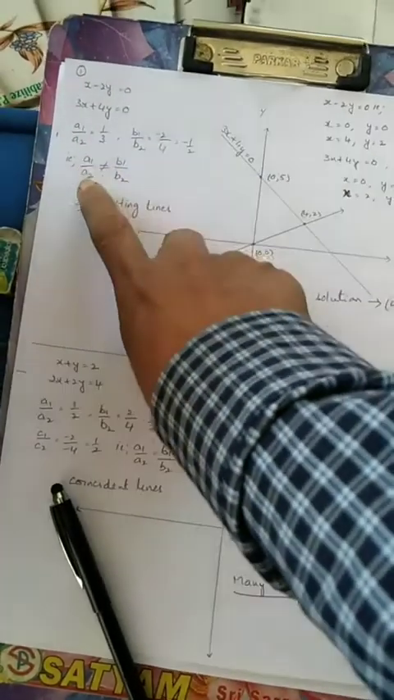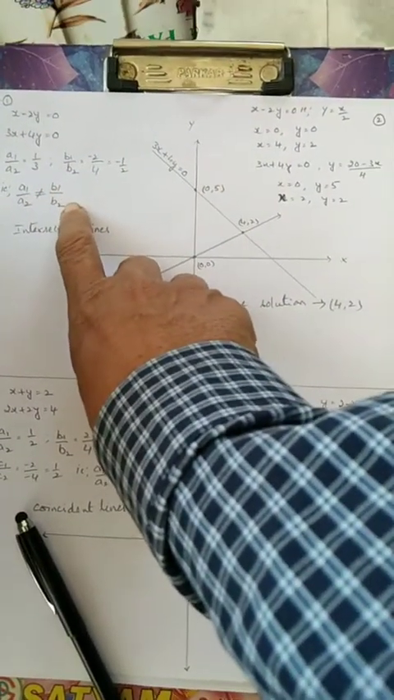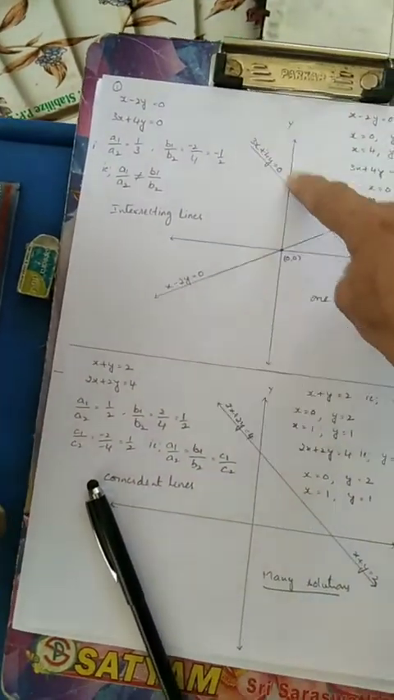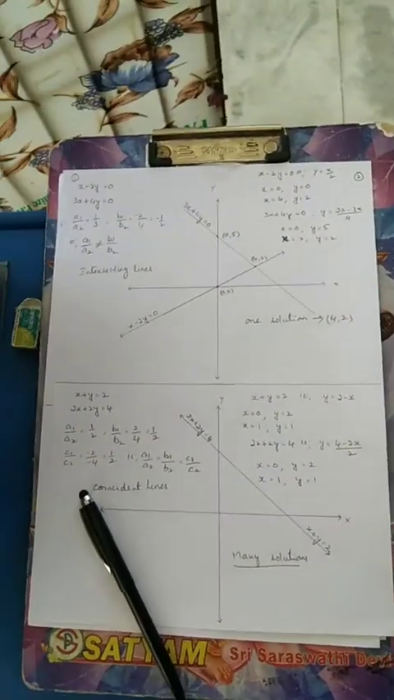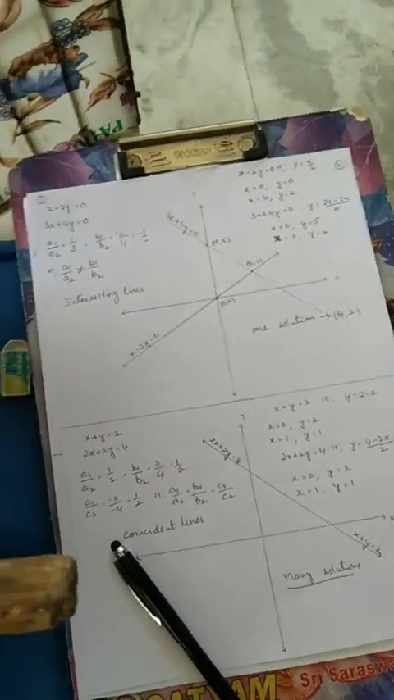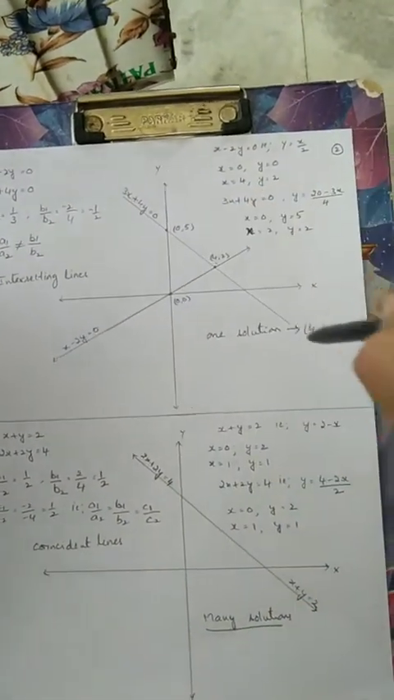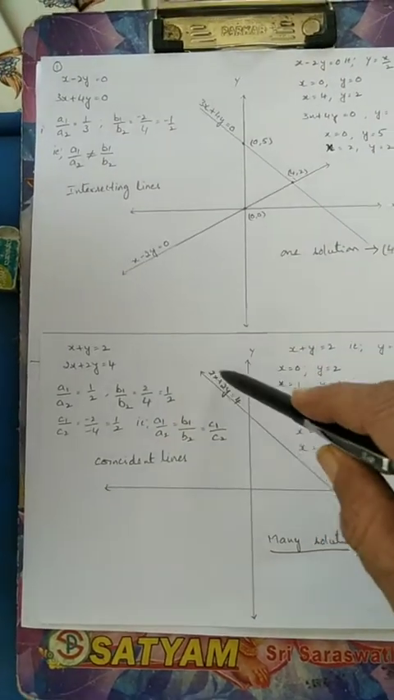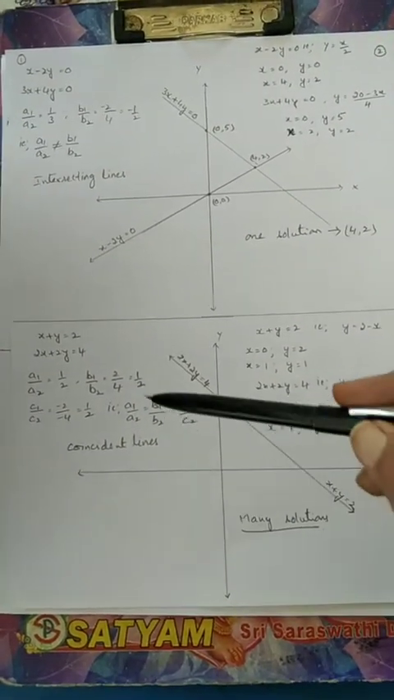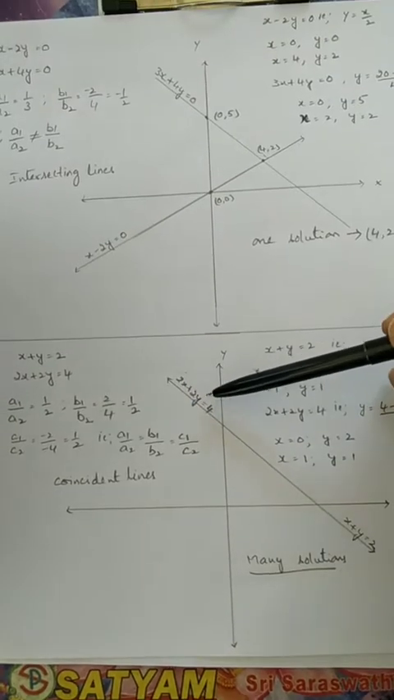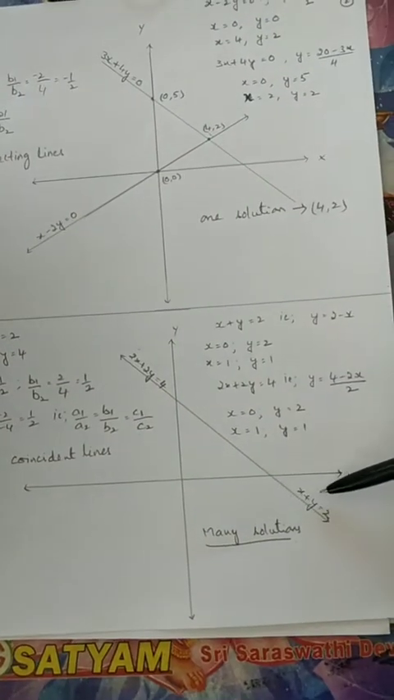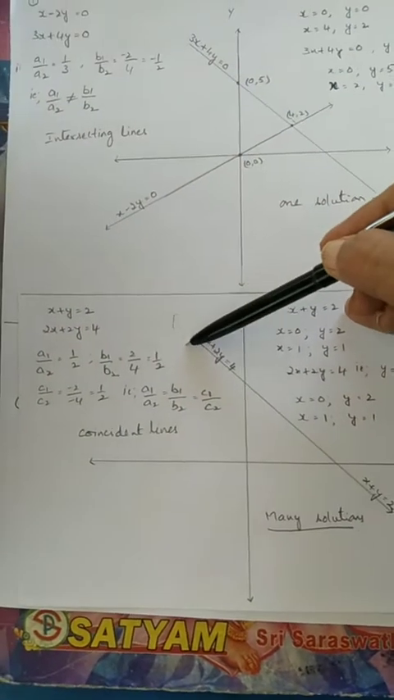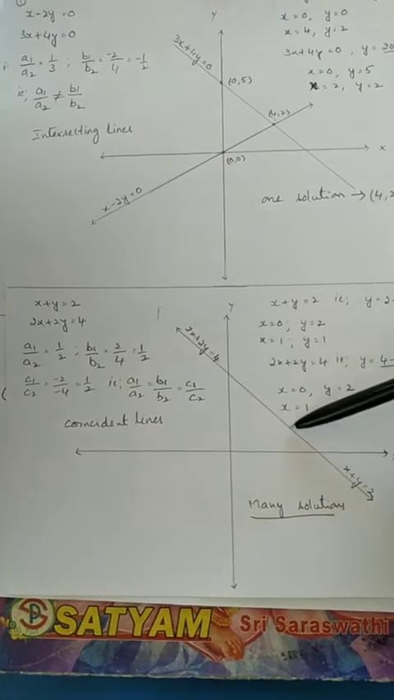So if A1 by A2 is not equal to B1 by B2, then the two lines when we draw on the graph, what we observe is that these two lines are intersecting lines. Now in the case of the second one, you see this is a graph for coincident lines, that is 3x plus 2y is equal to 4 and x plus y is equal to 2. Both the graphs we get on the same line.